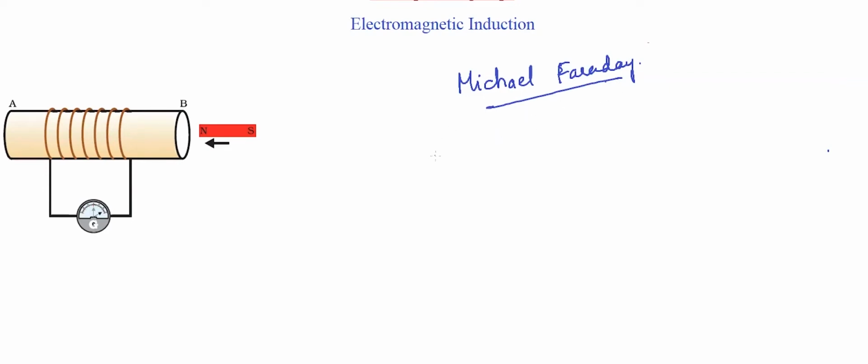What he found out was that if you moved a magnet near a conductor, or if you moved a conductor near a magnet, then electric current was produced. This phenomenon is known as electromagnetic induction. Let us see it with the help of an activity.